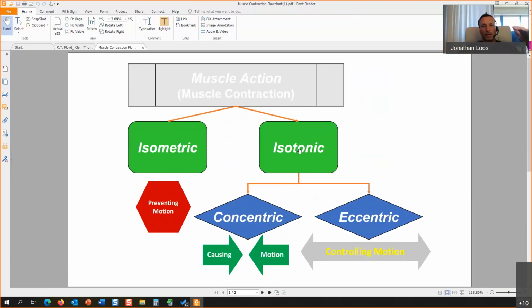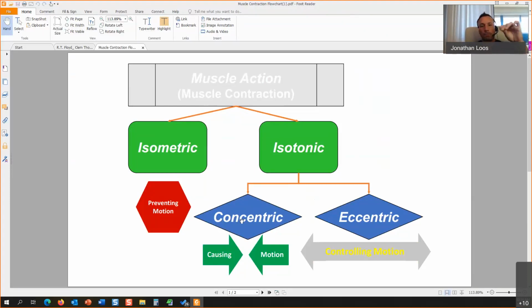Or you have isotonic, meaning that there is some change, some movement. That change can either be joints getting closer together, like adducting, internally rotating, or flexing, or joints getting further apart, like extension, abduction, or external rotation. So it's using the terminology we used before from the previous unit.